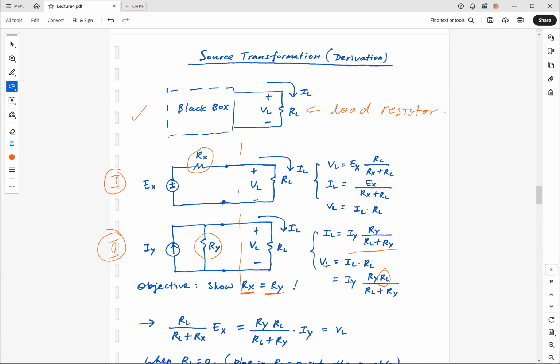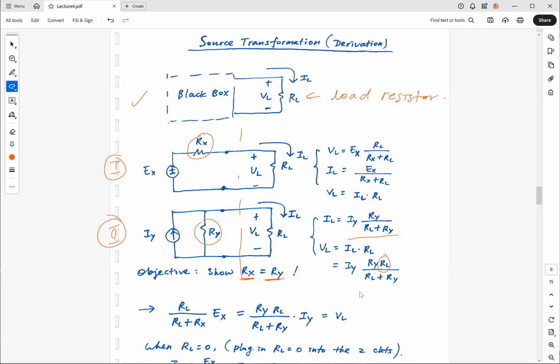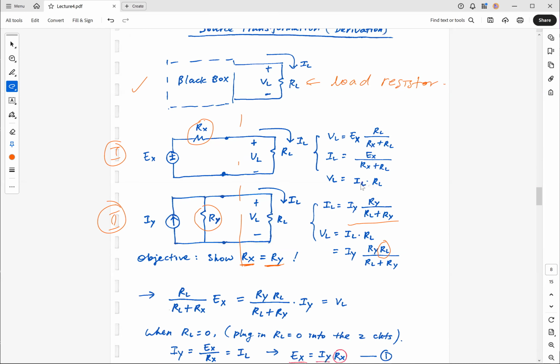Okay, so this is one very important rule that we have to follow when we apply this source transformation. But before we can do that, we need to go through this simple derivation just so that we understand why this is true, or why this is valid. So I'm going to use these simple equations to guide us.